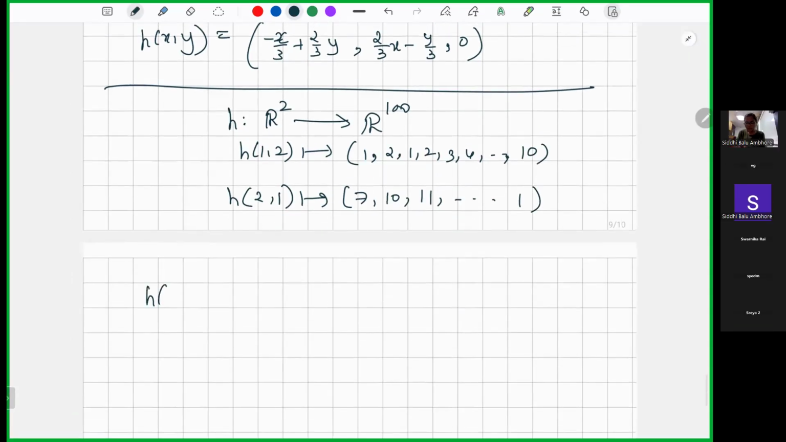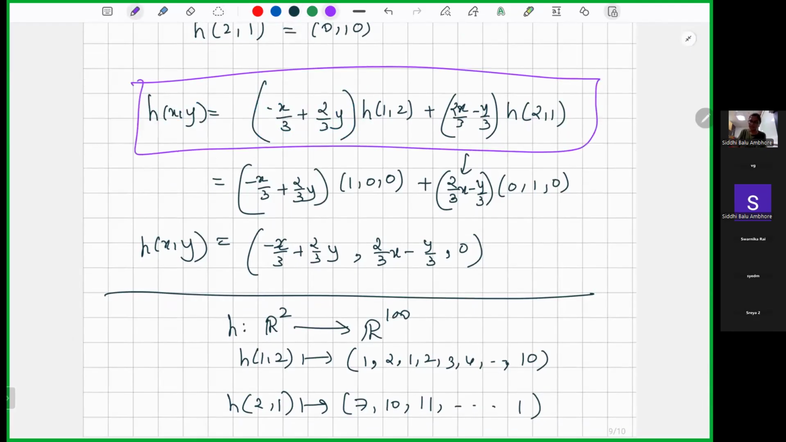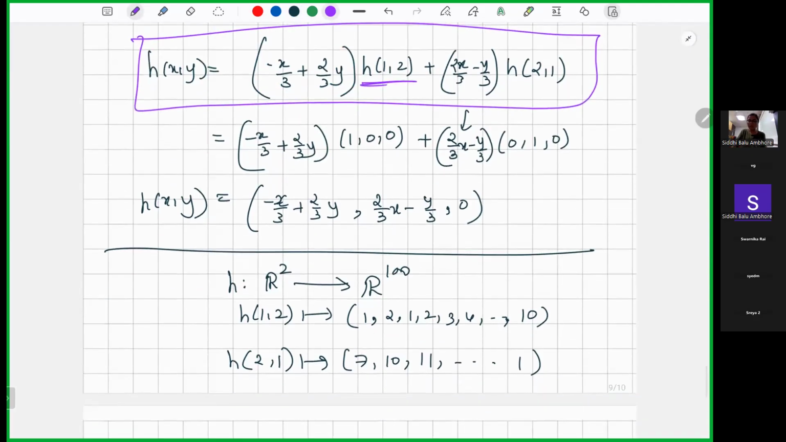I know h of x comma y is what? This. The function given above, yes. Minus x by 3, yes. It is exactly that. So I just have to substitute the value of h here, and that's it. My function is now well defined. I don't care what the codomain is. As long as I have information about these two here, my function is well defined and unique for the chosen value of h of 1 comma 2.